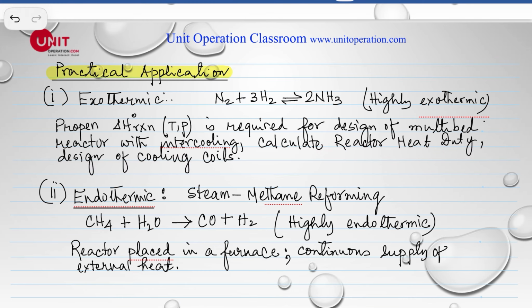Similarly, if it's an endothermic reaction, let's say the steam methane reforming reaction, which you have seen before, where methane reacts with steam in the presence of a catalyst to form carbon monoxide and hydrogen. This is a highly endothermic reaction. That's why the reactor is placed inside a furnace, and there is a continuous supply of external heat energy to this particular reaction, to the reactants, to form the products.